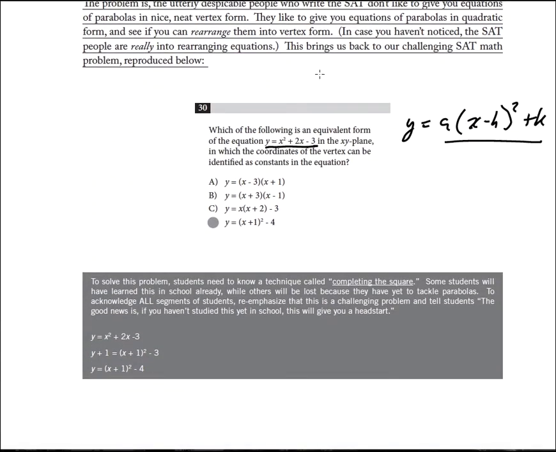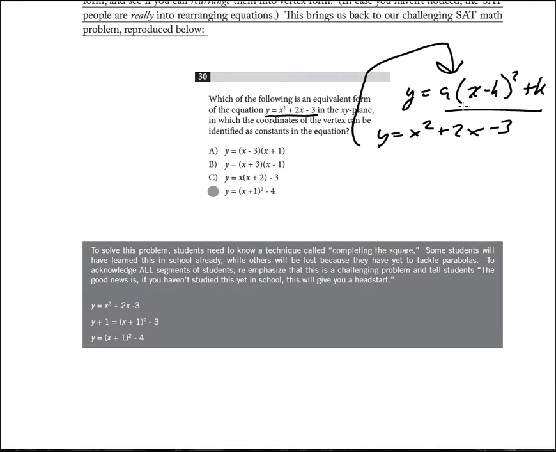We have to somehow get this y equals x squared plus 2x minus 3 into this form. Does anyone know a process for doing that? Okay, that's all right. You guys will probably learn this at some point at school. We're going to use a process called completing the square. Again, first we'll do this one the math way, and then we'll talk about a little shortcut for identifying the correct answer, right?